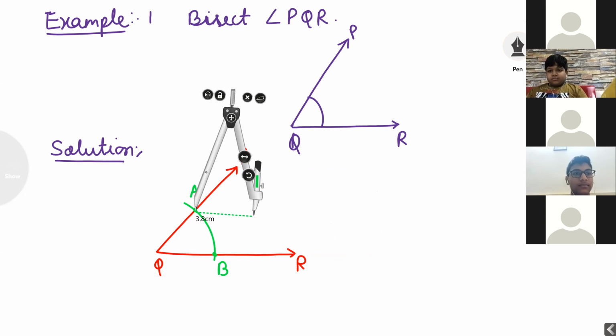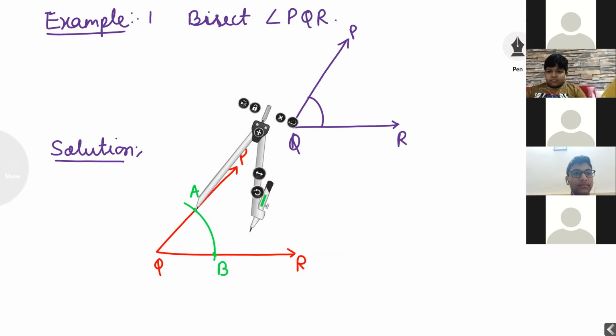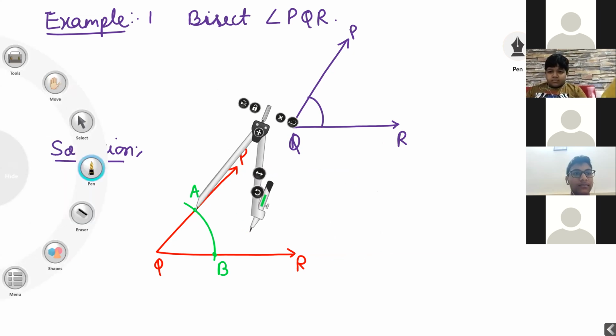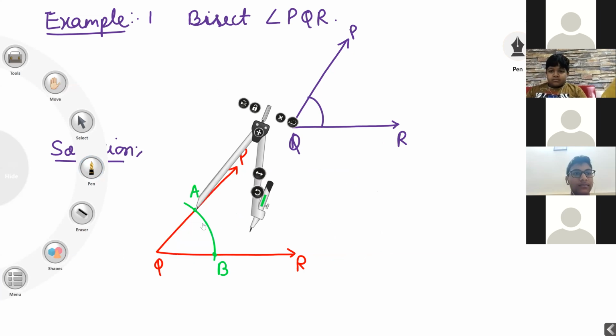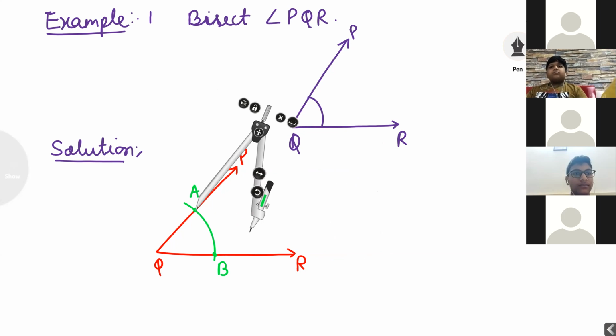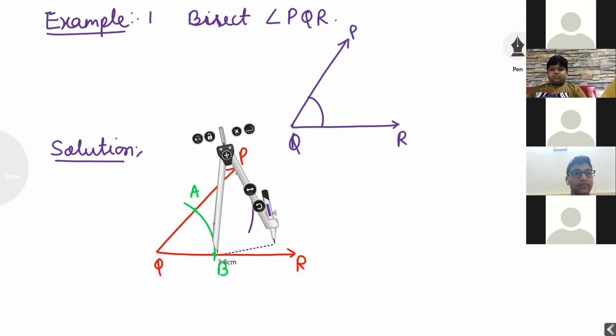Again, I kept my middle point at point A. I want to cut one arc. Again, we will not change this arc. Again, I want to keep my middle point at point B.